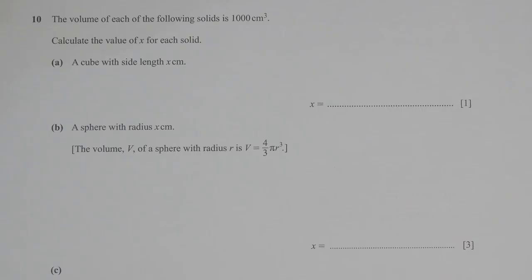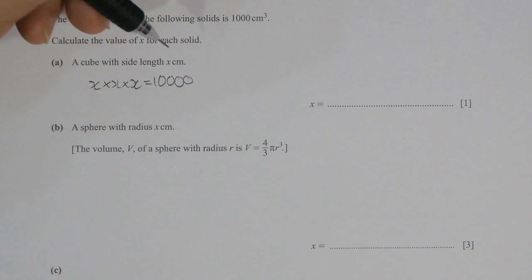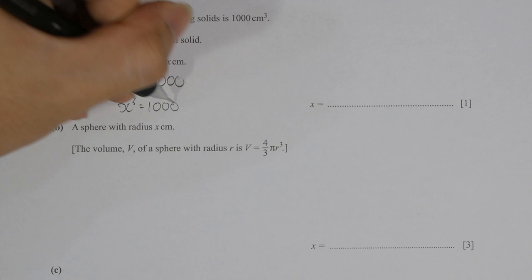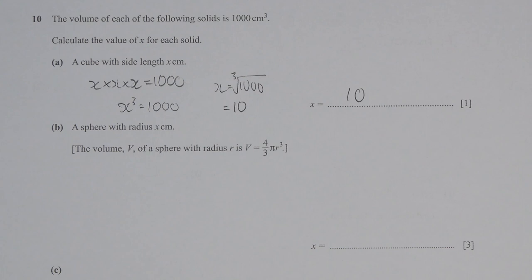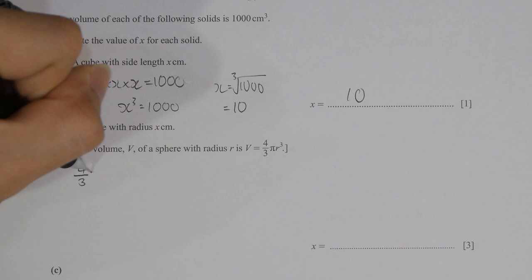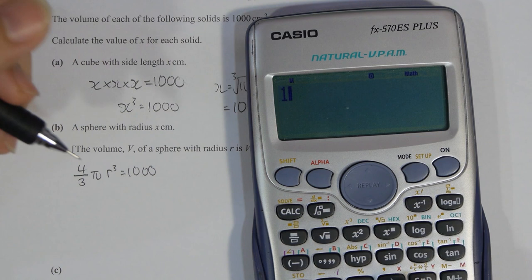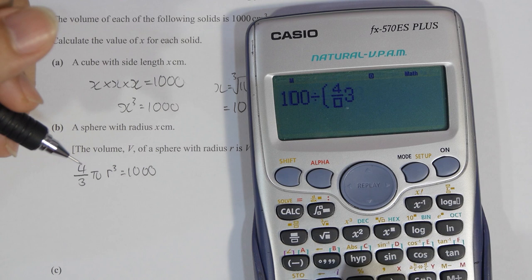Question 10, okay? So they mentioned about a cube here. Cube has a characteristic that all of the sides are the same. So I just put x times x times x equals 1000. So x cubed equals 1000, x will actually be 10. But for part B, a sphere with a radius of x cm, so 4 over 3 pi r cubed equals 1000, okay? After the shifting, you will get r as 6.2, and the detailed calculation is shown over there.